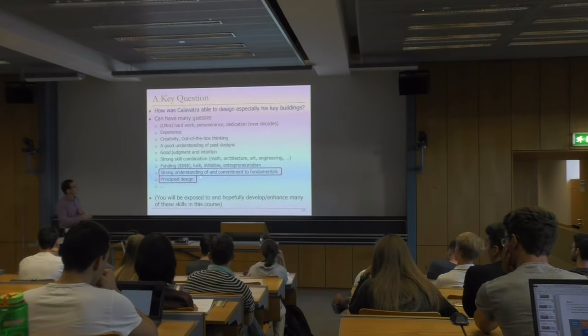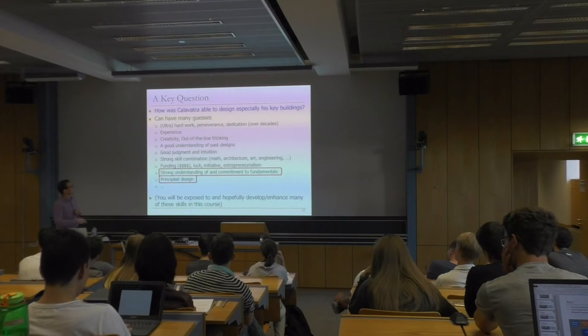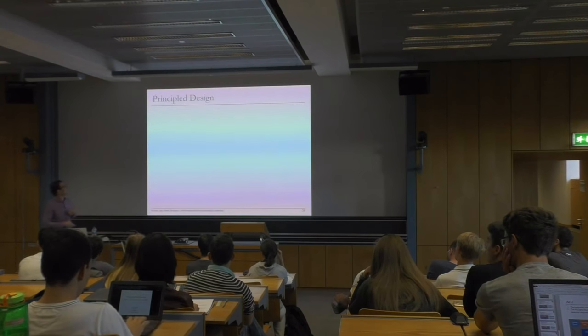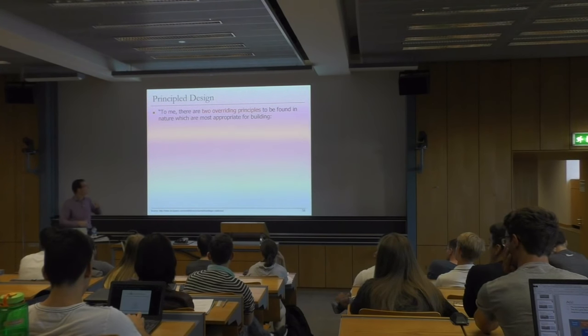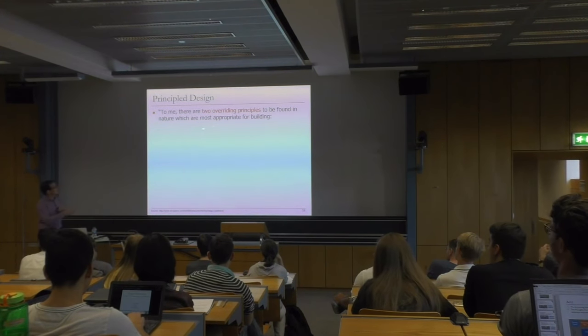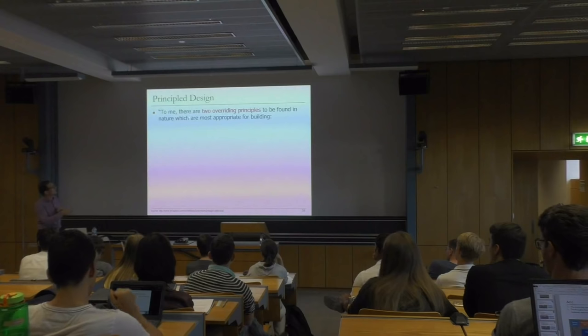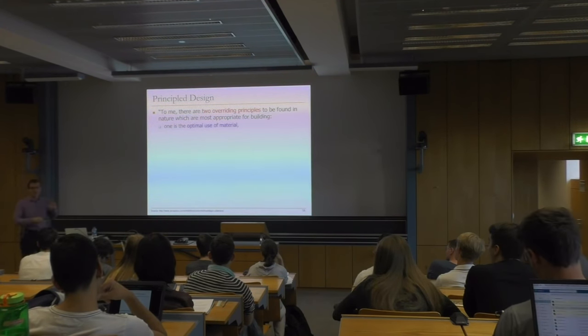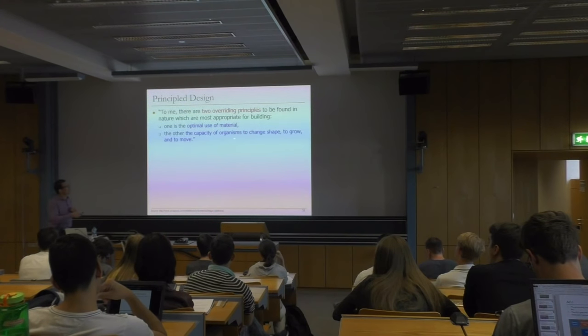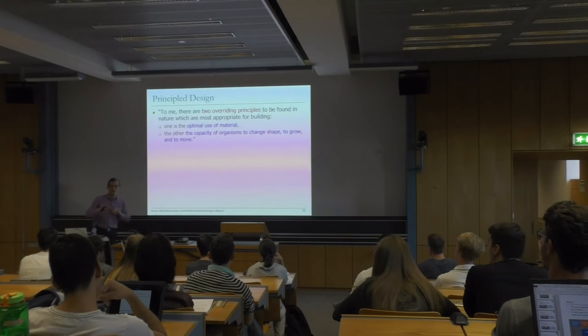But if you really want to make that happen, you really need to stick to the principle and basically follow a lot of these things, I think. I think this is the job of an architect in the end. But let me talk about principle designs. This is in Calatrava's words. Basically, he says that there are two overriding principles to be found in nature which are most appropriate for building. Optimal use of material and the capacity of organisms to change shape, to grow, and to move.